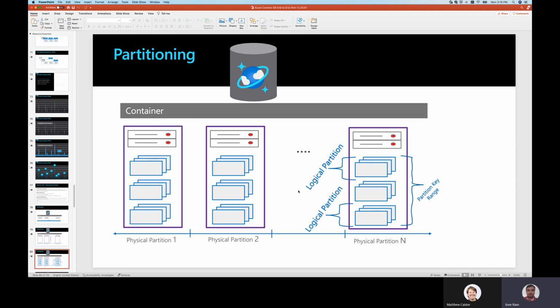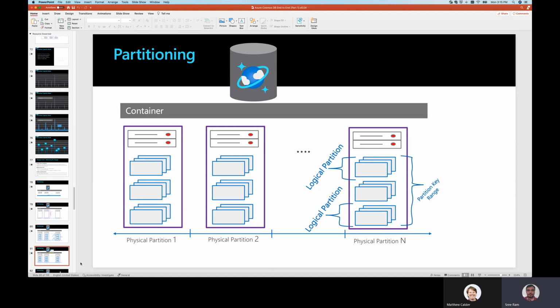Now we have to move this to a new partition. We have to move one of these into the new partition. That's how it works. So the physical partitions keep growing. So keep that in mind.